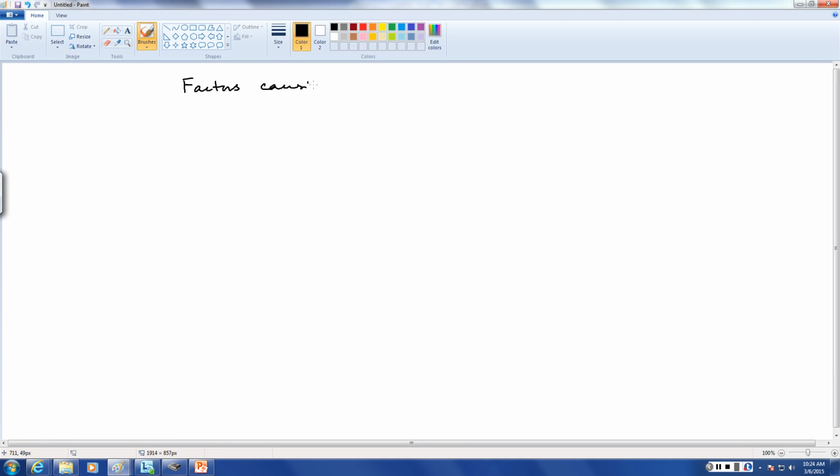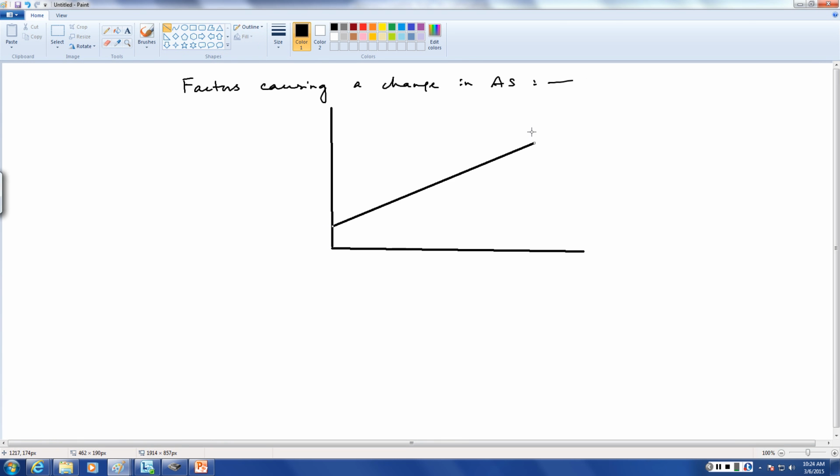Factors causing a change in aggregate supply. Okay? I am again going to draw quickly an aggregate supply curve. Real GDP, price level, aggregate supply curve. Let's say the price level is currently P1. And at that price level, the quantity supplied of real GDP may be read off the aggregate supply curve. And so the quantity supplied of real GDP is Y1.